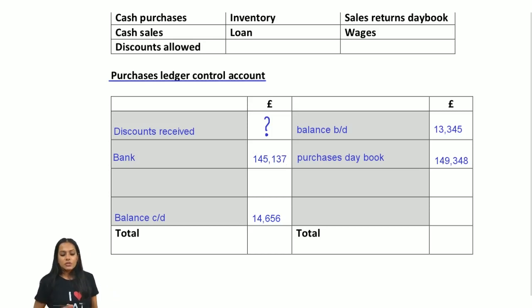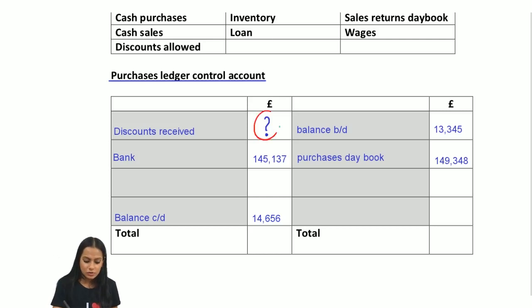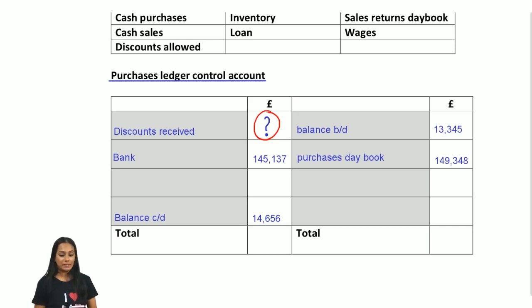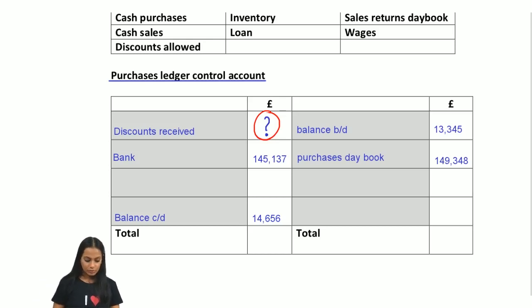So all there is left to do, ladies and gentlemen, is to find out the discounts received amount. To find this, you grab your calculator and add down the credit side and put that total in the totals bit there. 13,345 plus 149,348 gives us 162,693.